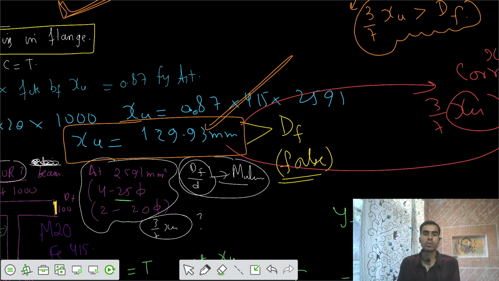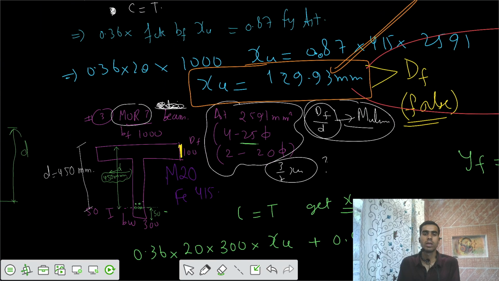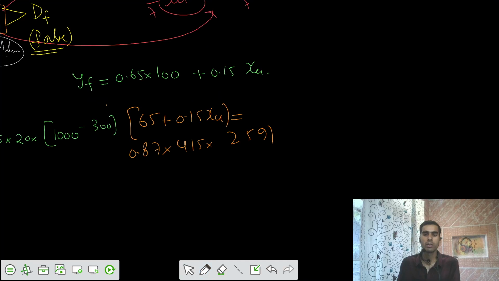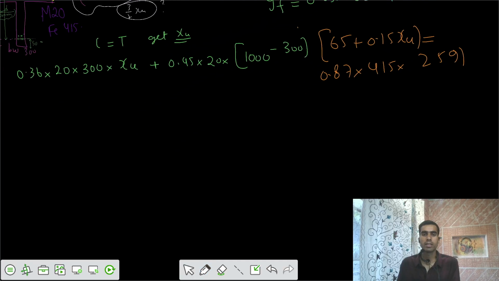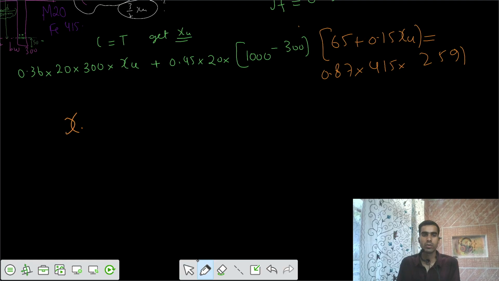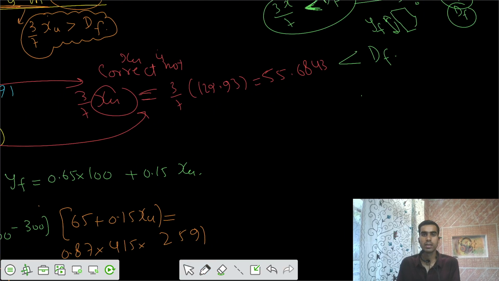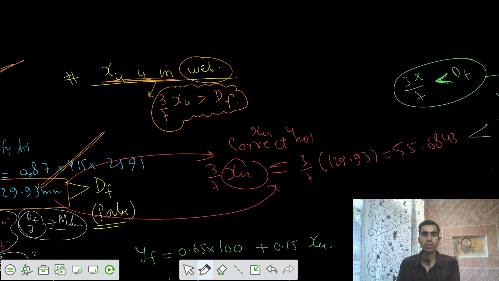The area of steel was provided to you, 2591 millimeters square. So I can solve this linear equation for XU, and XU comes out to be finally 169.398 millimeters. Now I need to check it, because I have assumed that your neutral axis is in the web.